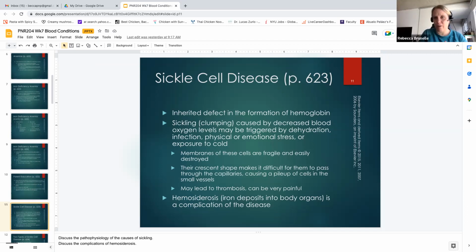All right, very, very good. So the cells are sickle shaped, so they're misshapen, so they're not the normal shape. And they clump, right? So they form blood clots more easily because they're not rounded. They stick together and they form clots more easily. And then they get stuck in small vessels, and then blood can't get through, and that causes a lot of pain. So very good.